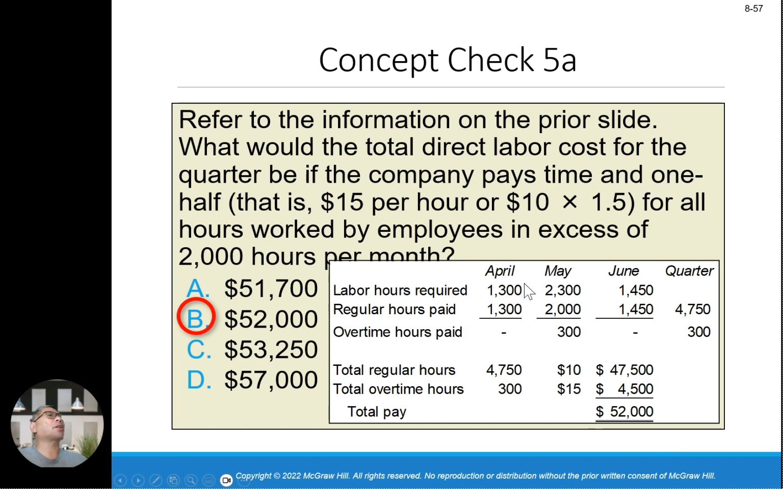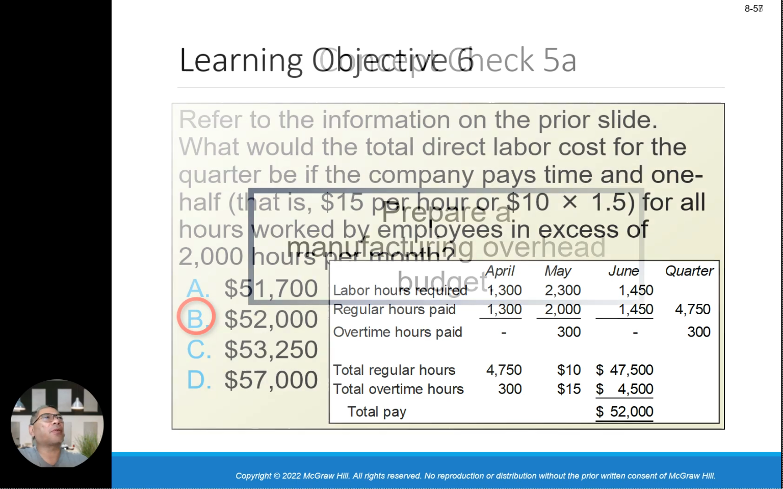So you're going to do it step by step here. Labor hours required for April, May, and June. This is the first row. The second row is regular hours. This is what you pay for, 7,500, but you get excess overtime of 300. So this is the excess overtime. You need to multiply it by $15 because it's 1.5 times. Okay, you got the 52,000. That's for concept check number 5.